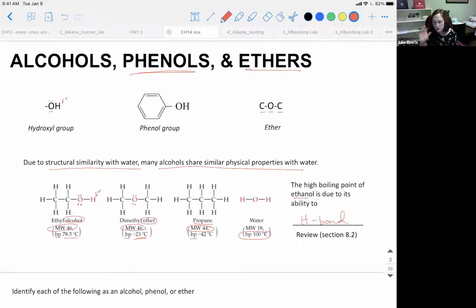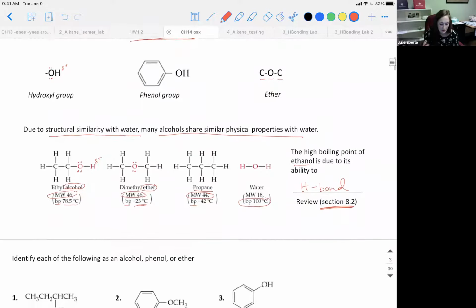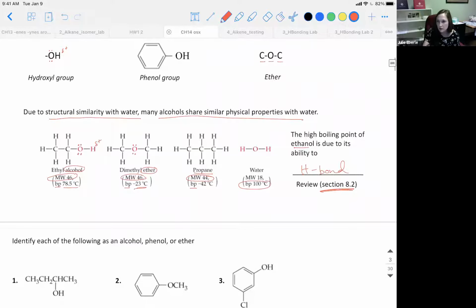If you are still lost on hydrogen bonding and how this plays out, please take some time to review section 8.2. It'll walk you through it step by step. This is stuff covered in a previous course, so I'm not going to take the time to get into it, but that's what all of this is built on.